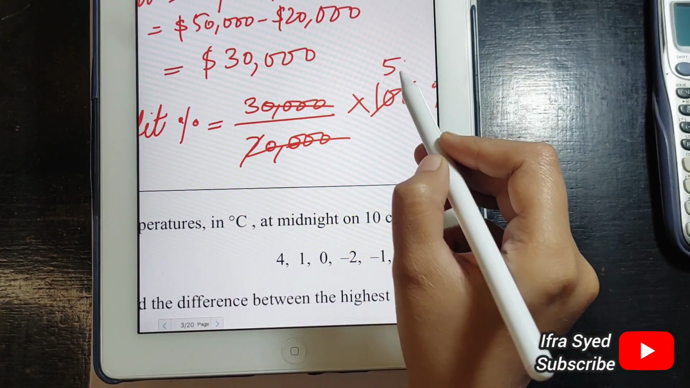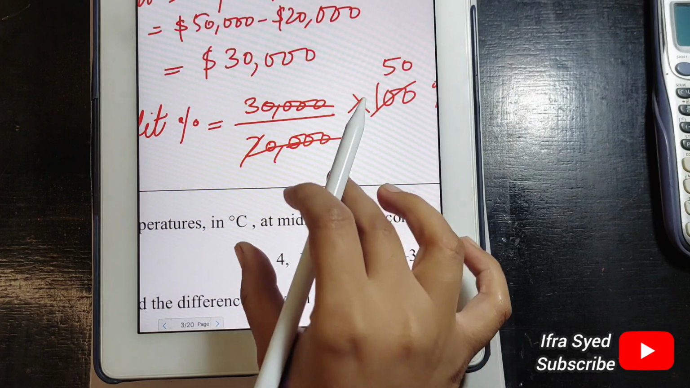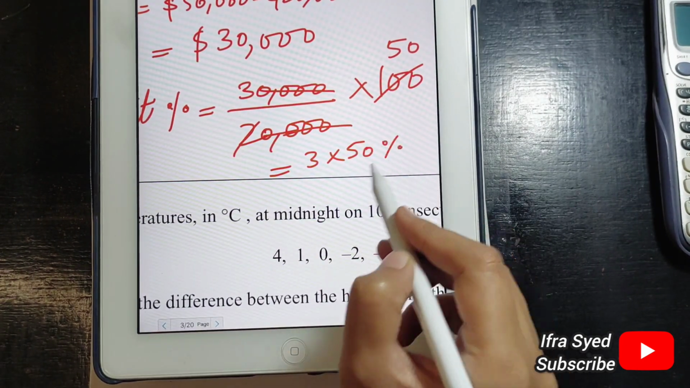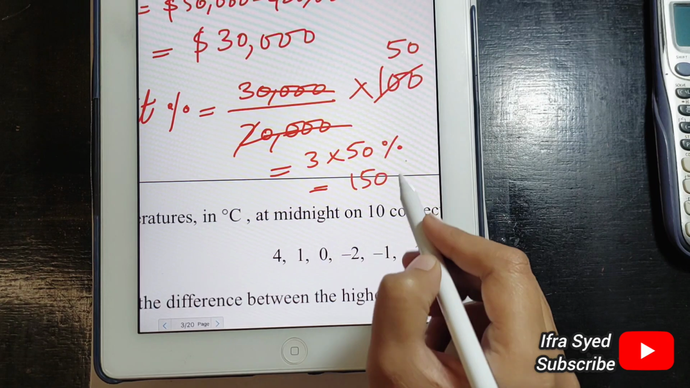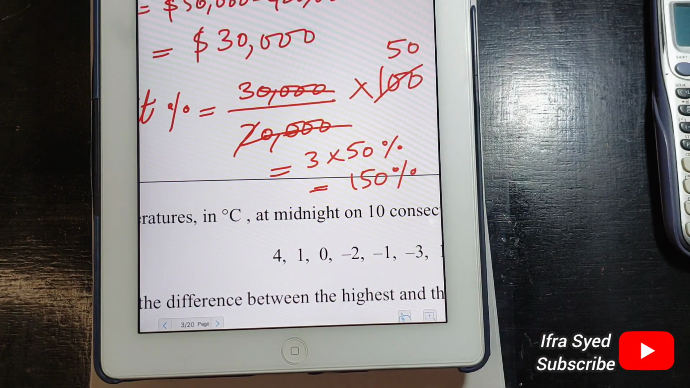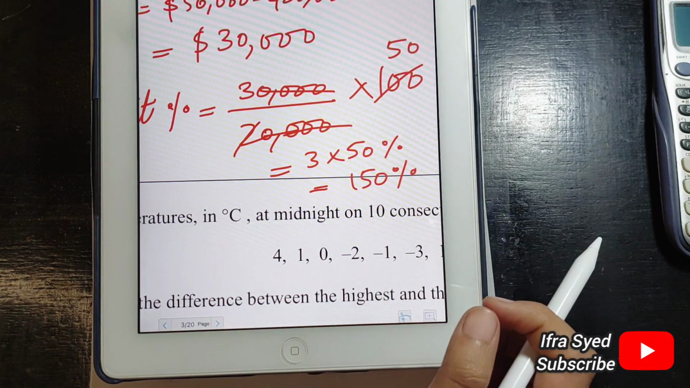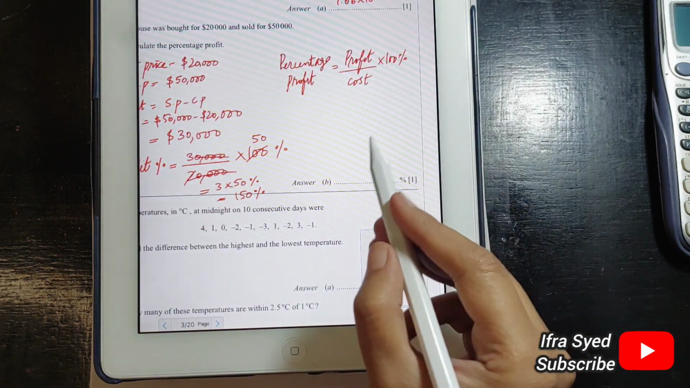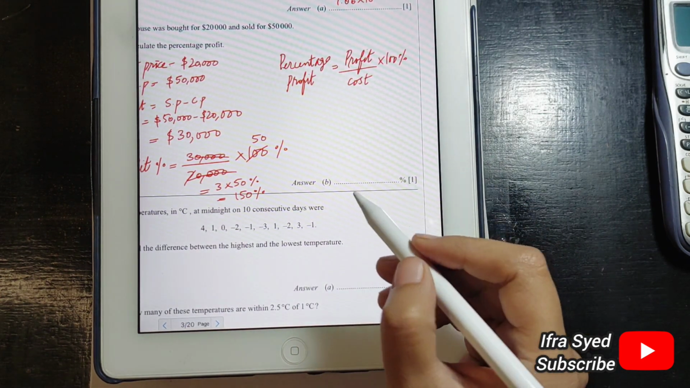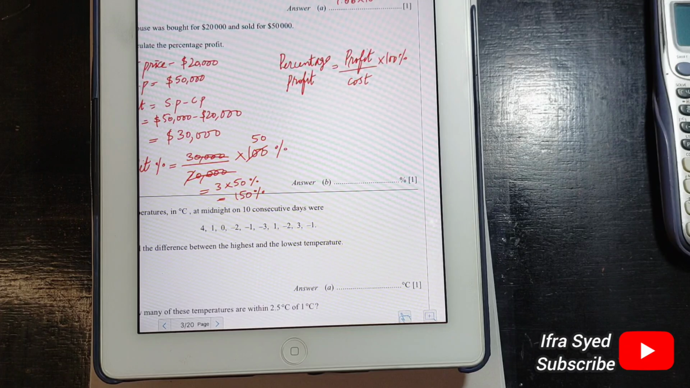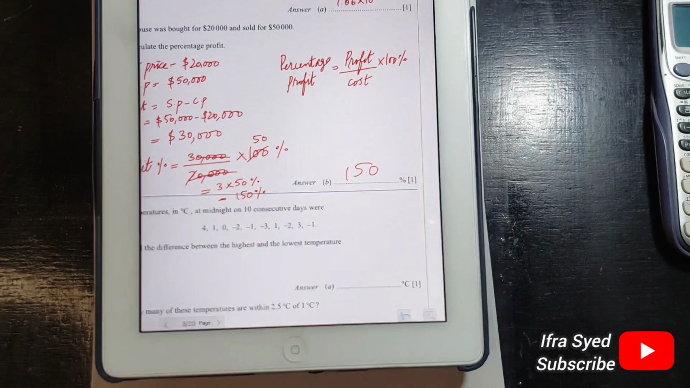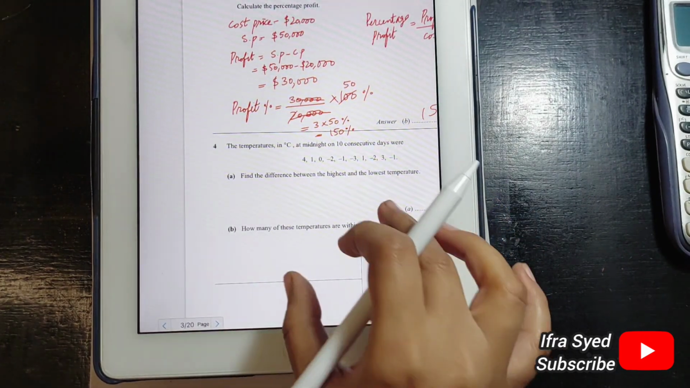We can easily solve this: we can cancel these zeros with these zeros, and 2 into 50 is equal to 100. So 50 into 3 is equal to 150. So 3 into 50% is equal to 150%. So the answer of this question is the profit is 150%. I'm writing this answer in the answer box, that the profit is 150%. Now let's move to the next question.